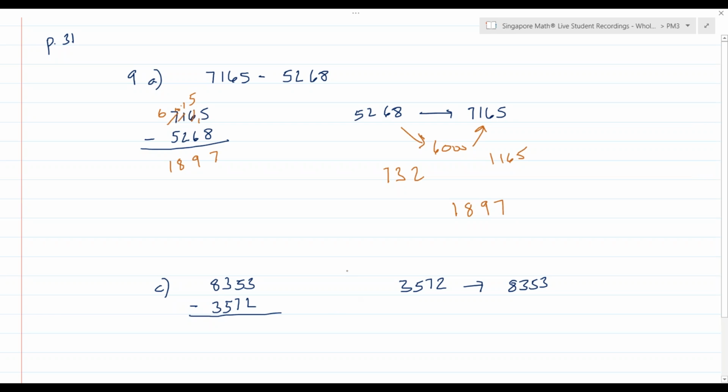Last problem today, last example, 3 take away 2 is 1. I don't have enough tens, so I borrow from the hundreds. 15 tens take away 7 is 8 tens. Borrow from the thousands to get 12 hundreds, take away 5 hundreds is 7 hundreds. 7,000 take away 3,000 is 4,000.